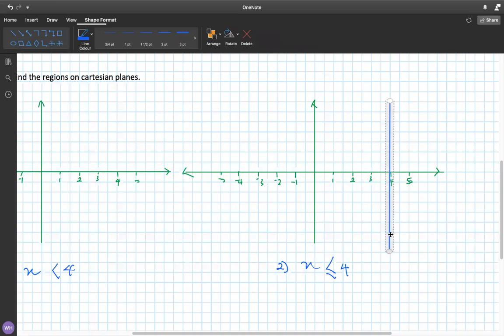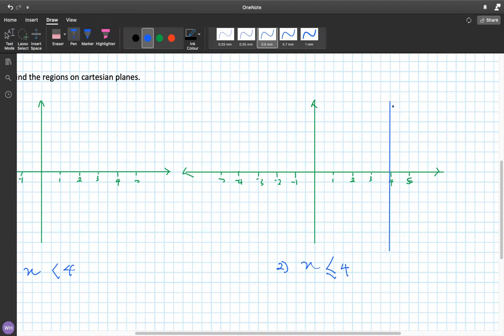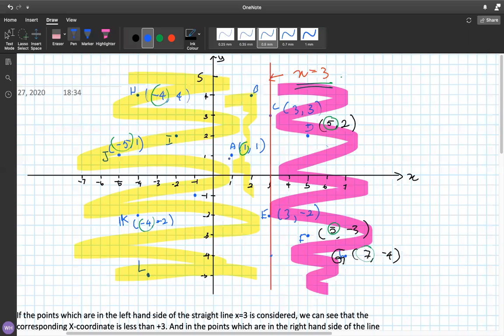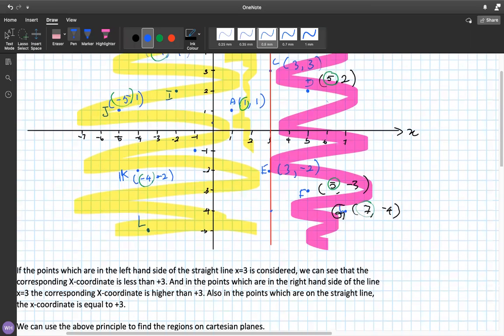At x equals 4, like this, and you can name it x equals 4. And if you consider the previous example, now here, if you look at this one, what about the point B? What about the point A? What about all the points which are on the left hand side of this x equals 3? All of them are less than that value, which is less than 3. And if you look at the right hand side, they are higher.